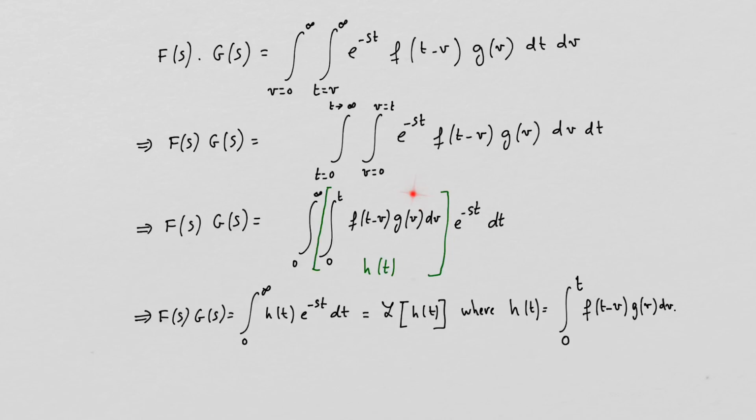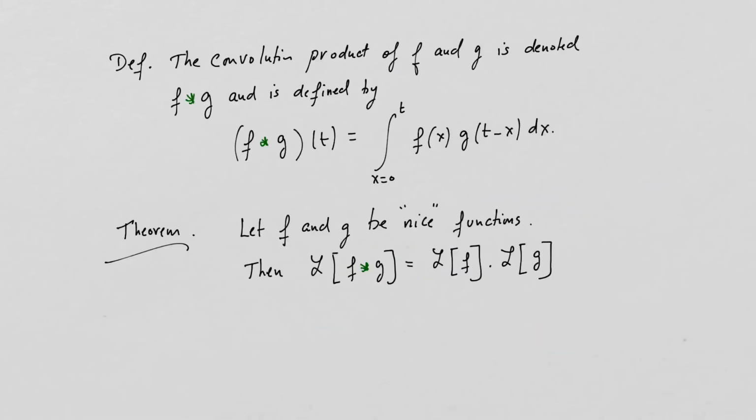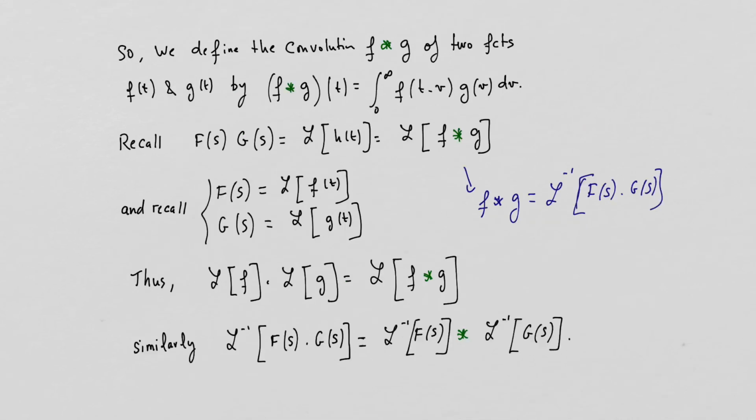When we defined h of t, which we called f star g, it goes from 0 to t. It's not from 0 to infinity, okay? Keep that in mind. So this is the definition of the convolution product, which enables me to write this if I care, or to write this if I care, okay?